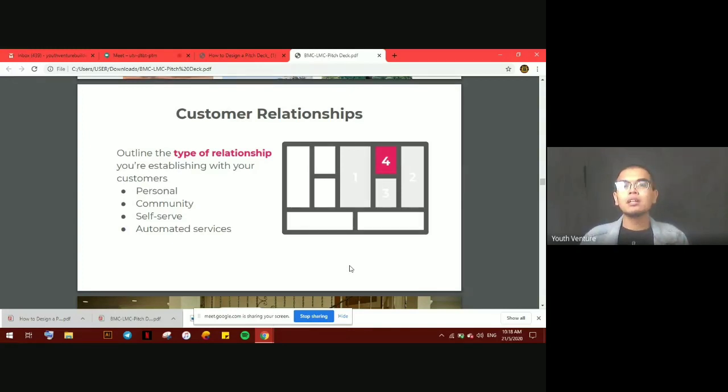So for example, if you are building a personal relationship, it is more like AirAsia. The reason why you buy once and you buy a second time, third time, etc. is because of the cheap ticket. So you buy from AirAsia for personal reasons.